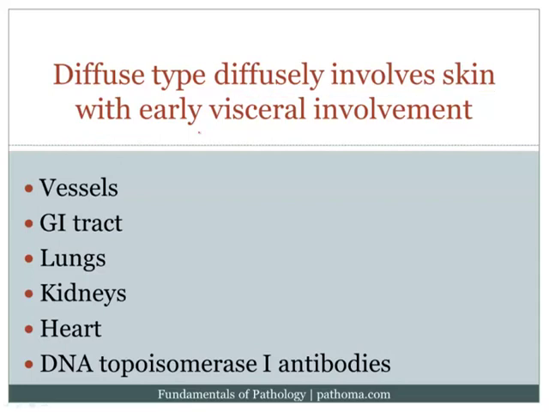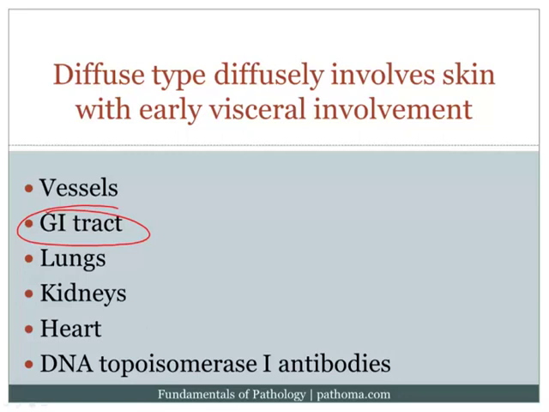Now, any organ can be involved. Classic organs include vessels, giving you Raynaud phenomena. The most commonly involved organ system is the GI tract. This can, for example, involve the stomach, leading to delayed emptying. It can involve the small bowel, leading to malabsorption. The esophagus is the classic site, and when you get esophageal involvement, you get dysphagia.